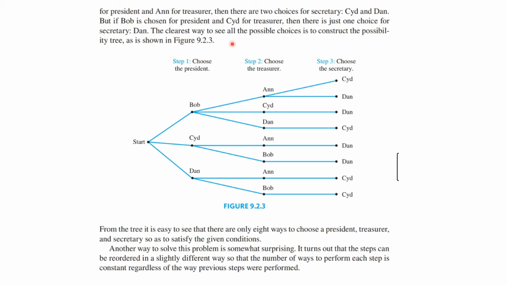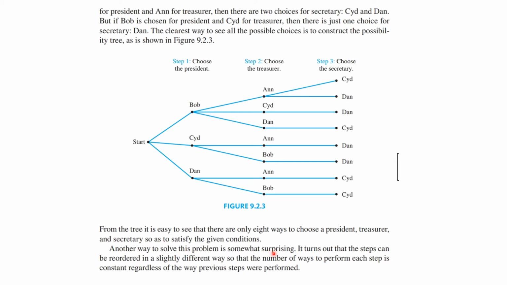So the clearest way to do all this is to construct a possibility tree, as we show here. We're choosing the president in step 1, then the treasurer, and finally the secretary. And it's easy to see there are only 8 ways to complete choosing a president, treasurer, and secretary, and not as many as we talked about before.